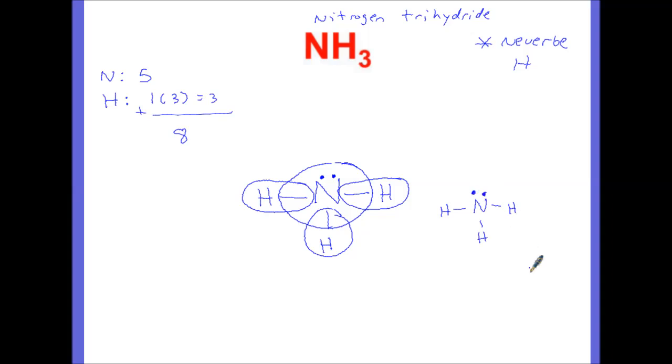Okay, and that is the Lewis structure for drawing ammonia, or nitrogen trihydride. Notice that the nitrogen is going to need 2 more dots, because it needs 2, 4, 6, 8. It needs 8 valence electrons around itself, and we only had 6, so that's why I added them around the central atom, and each hydrogen has its 2.